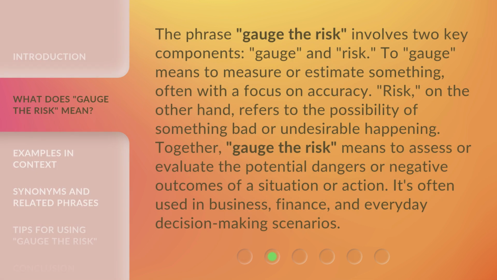The phrase, gauge the risk, involves two key components, gauge and risk. To gauge means to measure or estimate something, often with a focus on accuracy. Risk, on the other hand, refers to the possibility of something bad or undesirable happening. Together, gauge the risk means to assess or evaluate the potential dangers or negative outcomes of a situation or action. It's often used in business, finance, and everyday decision-making scenarios.